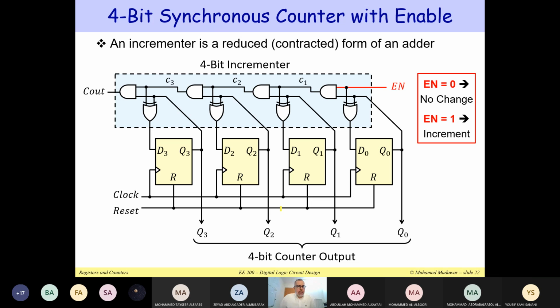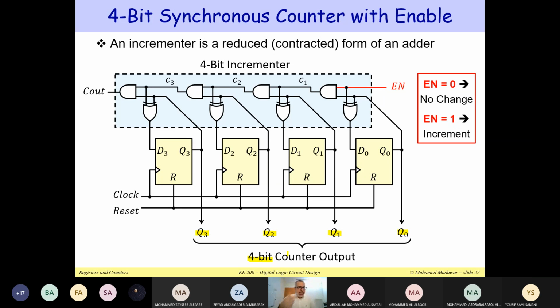Now, how do you implement this incrementer? So the n-bit register, this is actually 4-bit. I'm showing it with 4 bits. So notice that we have 4 flip-flops. The outputs here are Q0, Q1, Q2, and Q3. These are the outputs of the flip-flops, and they are also the output of the counter, because this is my 4-bit counter output. So we use the output of the flip-flops as the output of the counter.